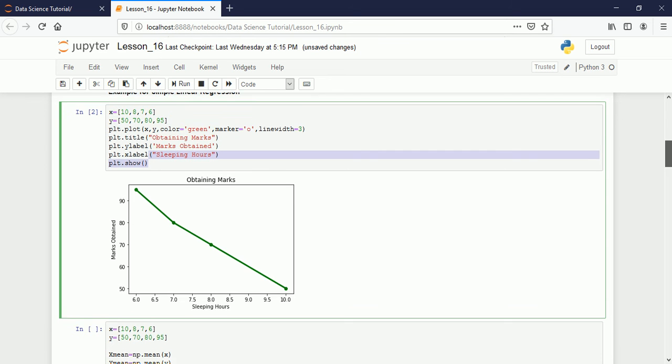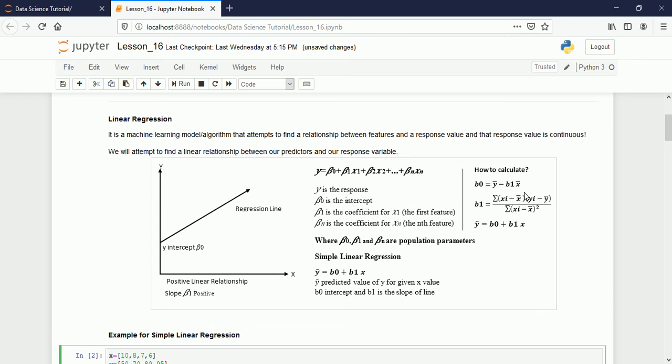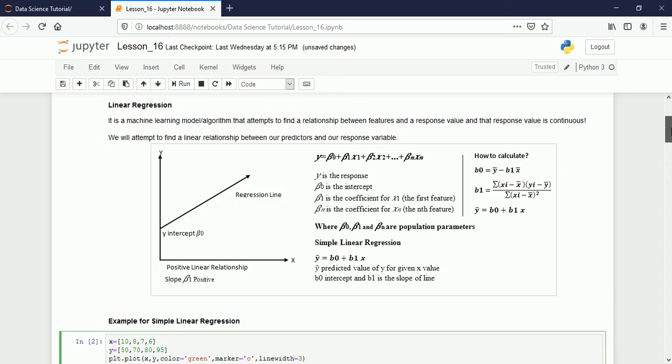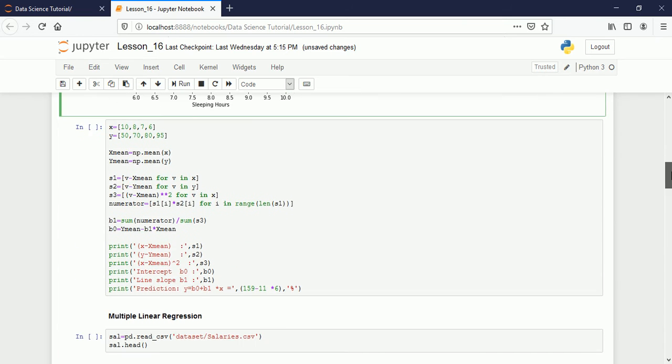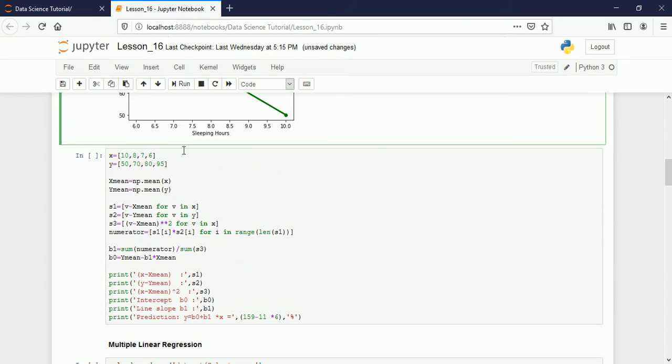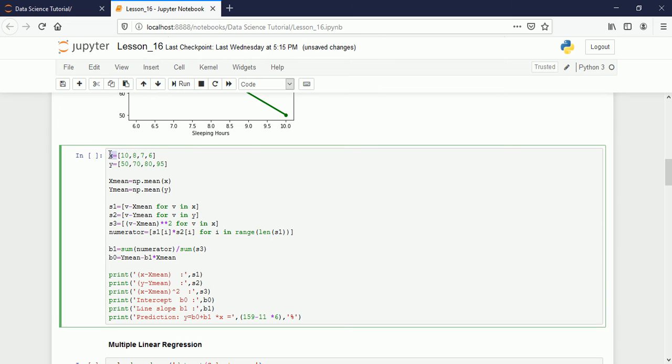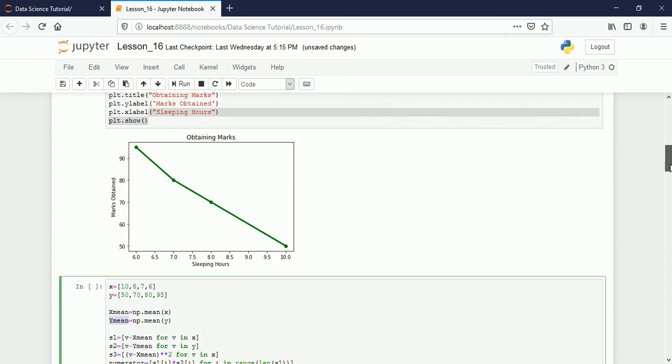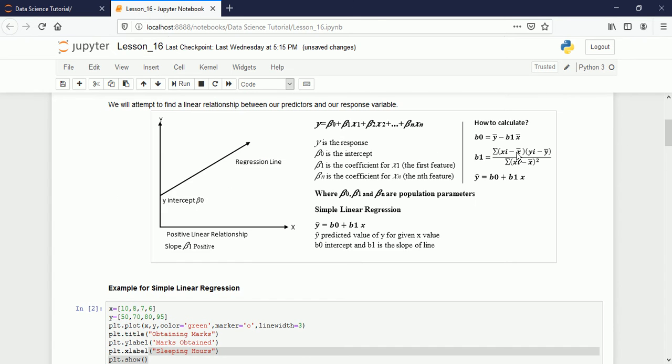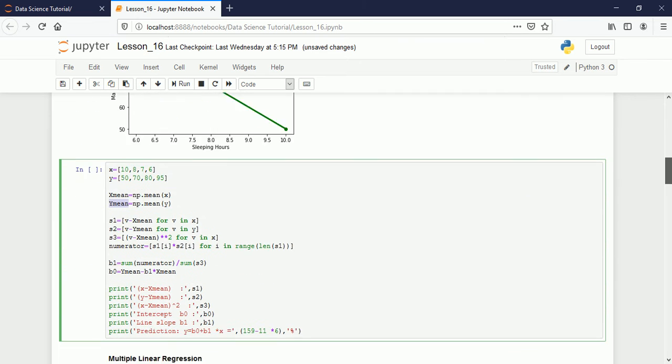Now let's calculate according to this formula, calculate b naught and b1, and then we predict the values and check whether it is right or wrong. Now what is our independent variable? The independent variable is x, so these are the values in the form of a list, then y in the form of a list, where we have provided the marks. We have to find the mean of x and the mean of y, because we need them for calculating the b1 value.